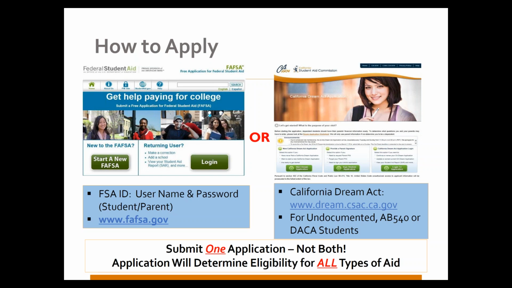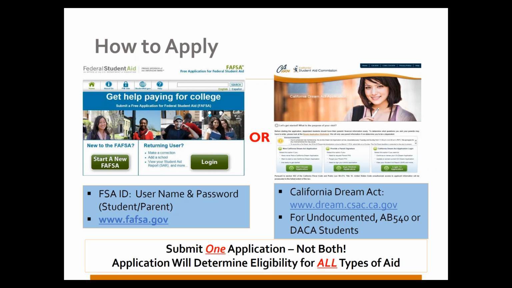In this case, our students are going to qualify to be independent, so they won't need their parent's signature or FSA ID, which is the electronic signature. The students also complete either the FAFSA application or the DREAM Act application. In California, we have the DREAM Act application for those students who are undocumented, AB 540, or DACA students.